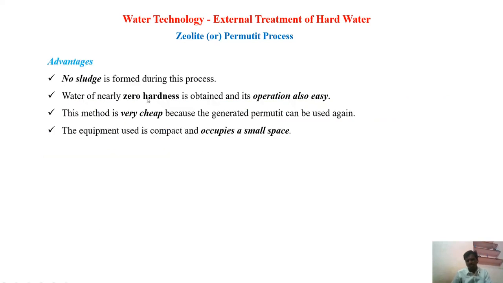Advantages: in this process, no sludge is formed. The water coming out of this process has nearly zero hardness. The operation of this process is very easy, and the cost of generating permutit is very cheap, because we can regenerate the permutit and use it again and again, many times, to treat more volume of water. This equipment also consumes a very small space. So these are the main advantages.